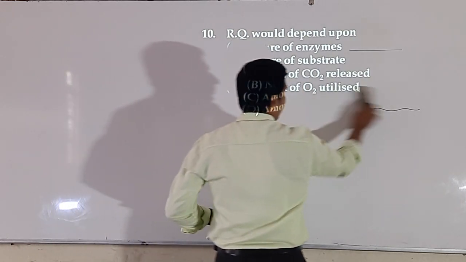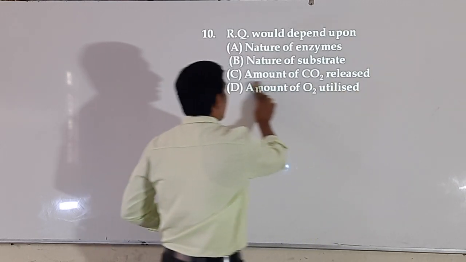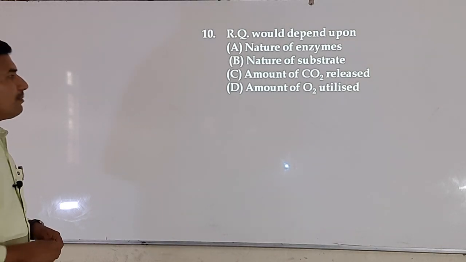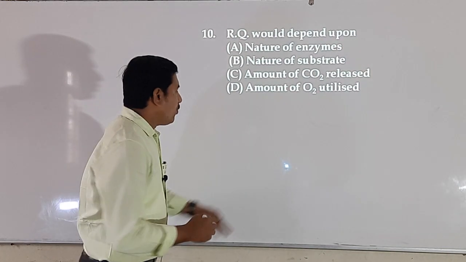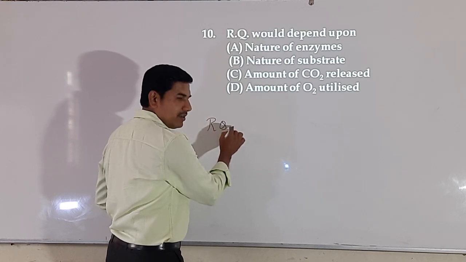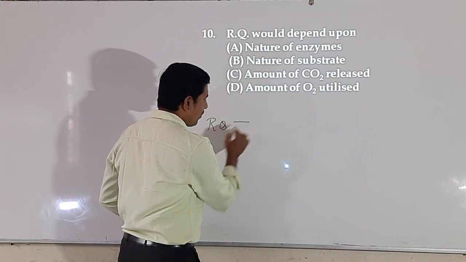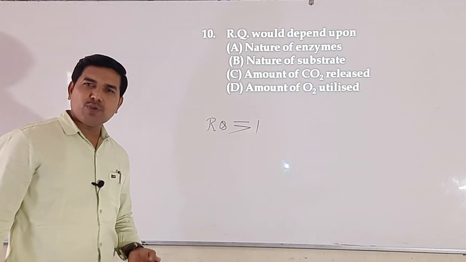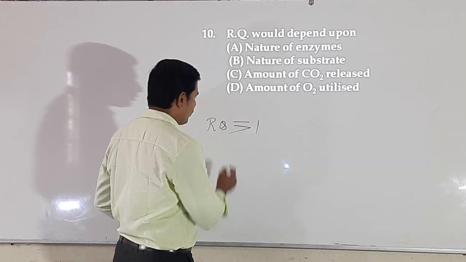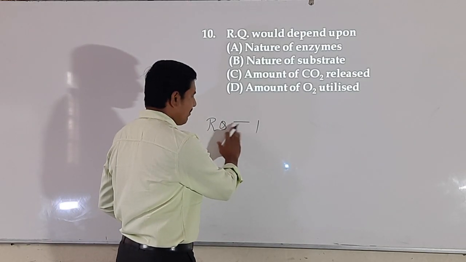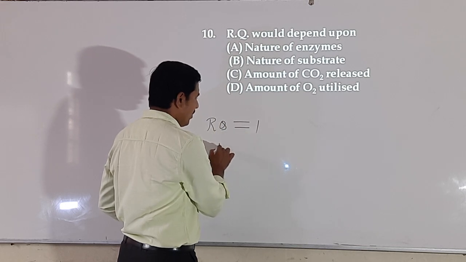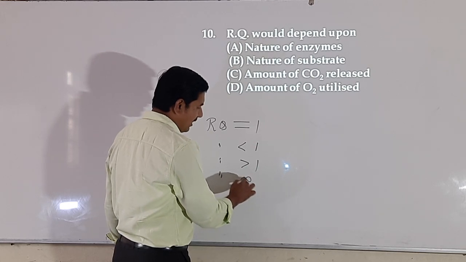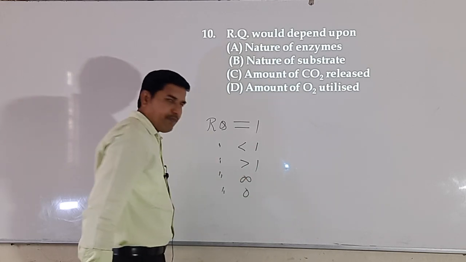RQ would depend upon, it depends upon what? Nature of enzymes, nature of substrate, amount of CO2 released, amount of O2 utilized. RQ value, whether it is equal to or greater than 1. ಅದು ಈಕ್ವಲ್ ಇರ್ಬೋದು, ಗ್ರೇಟರ್ ದ್ಯಾನ್ 1 ಇರ್ಬೋದು, ಅಥವಾ ಲೆಸ್ ದ್ಯಾನ್ 1 ಇರ್ಬೋದು. So RQ value, it might be equal to 1, it might be less than 1, it might be greater than 1, it might be infinite, it might be 0.